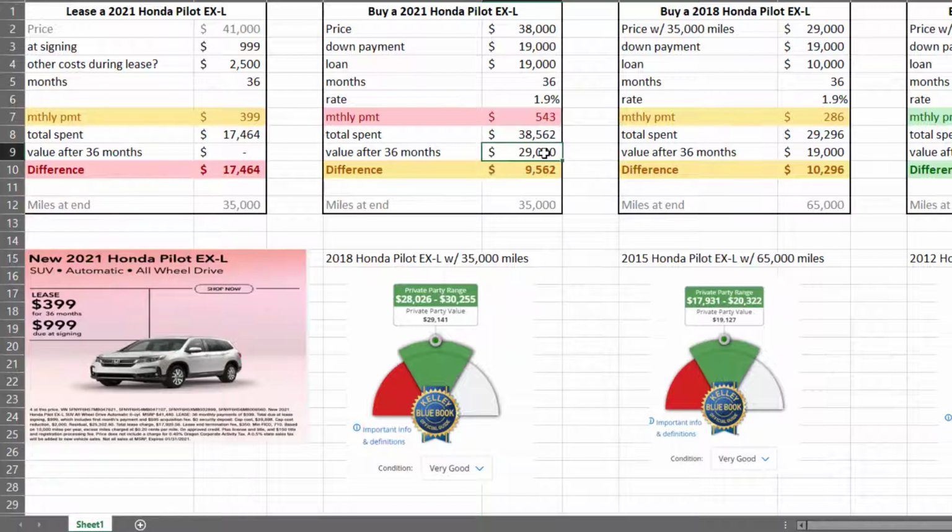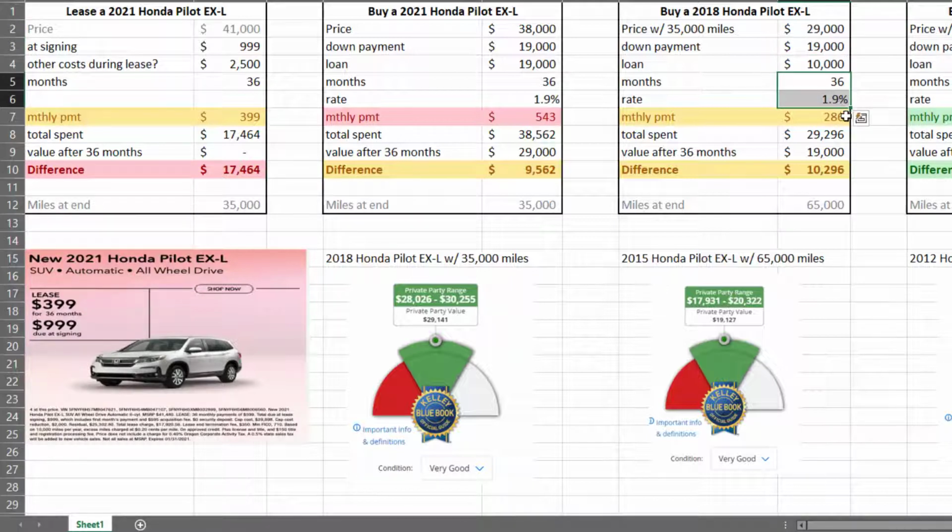And that's because you bought that car brand new, and after 3 years it still has a pretty reasonable value for a 3-year-old Honda. So that's not a bad way to go. Now I compared that to buying a 2018. So now I'm looking at buying a 2018, which is obviously worth about $29,000. I'm still assuming I've got 19 large to put down.